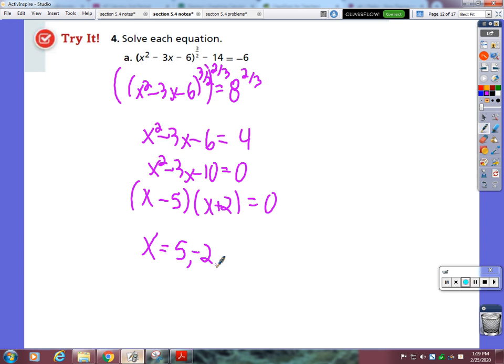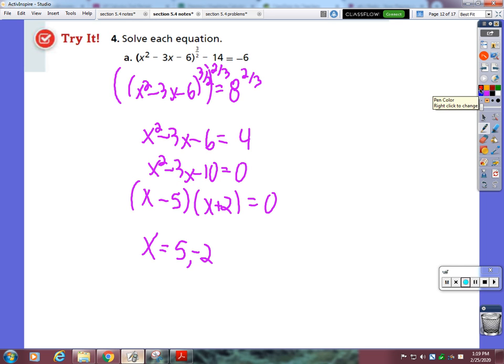Okay, did anybody check those? Yeah, do they both work? No, negative 2 doesn't. This would be 4, 2, 8. Oh, I think negative 2 does. Oh. Negative 2 does not work? What is negative 2 squared?